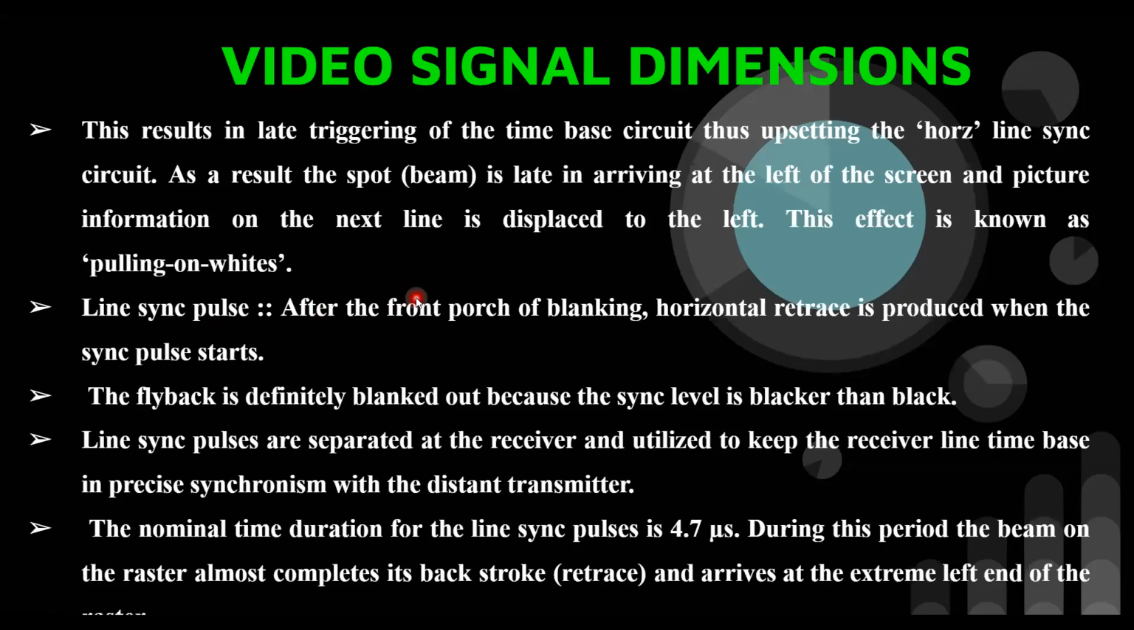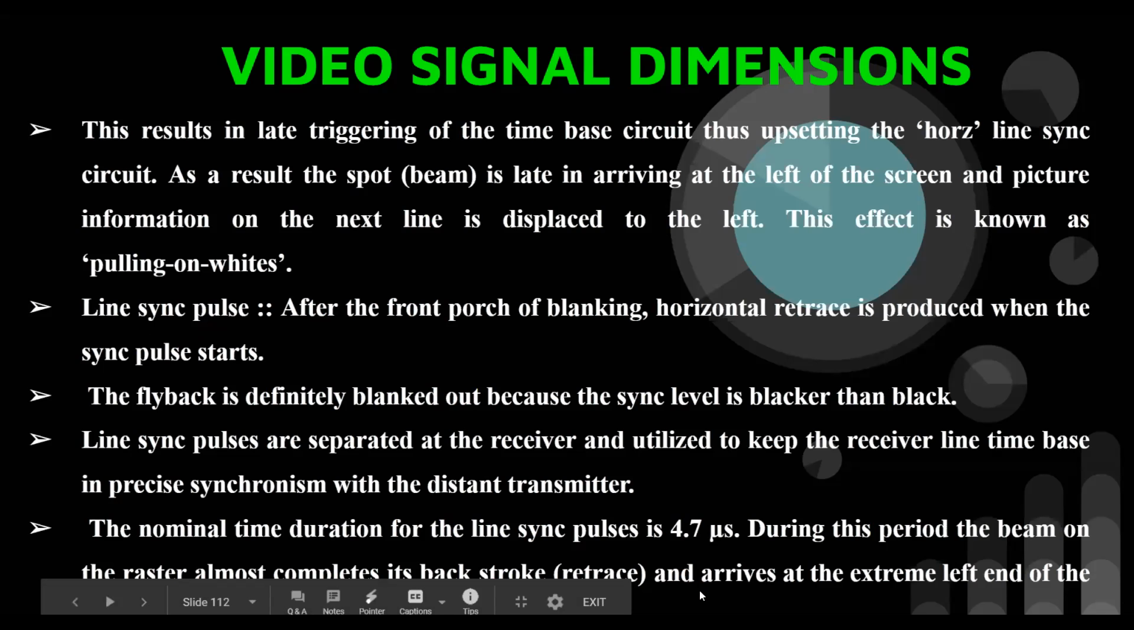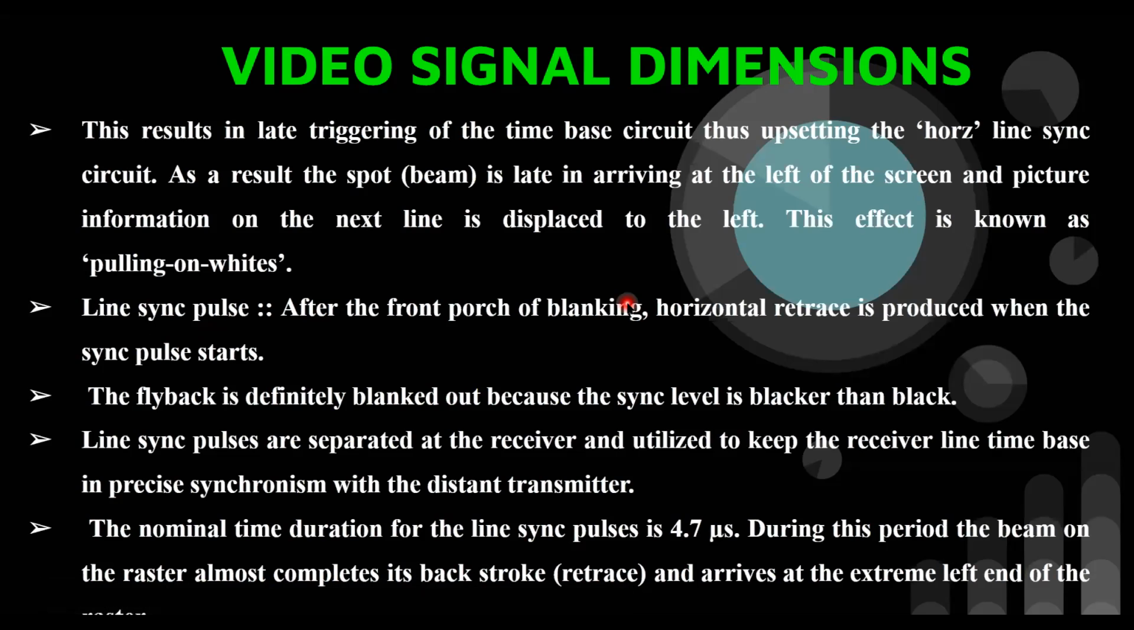From this picture, the first arriving time period is equal to the front porch. After the front porch, the blanking lines, the horizontal retrace, is produced when the synchronization pulse starts. This statement you have to remember during the line synchronization pulse answer. This is the brief statement regarding the line synchronization pulse.